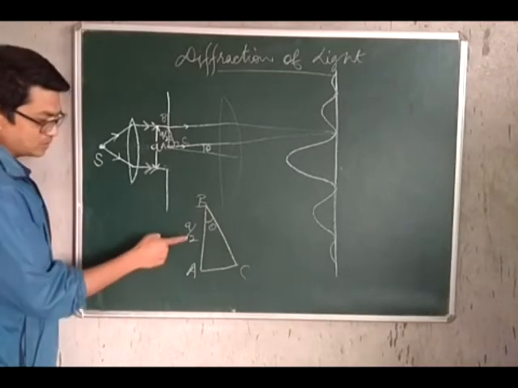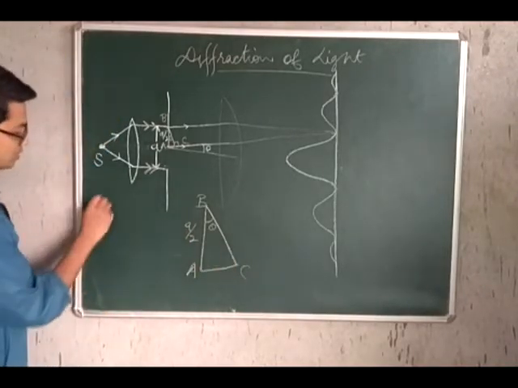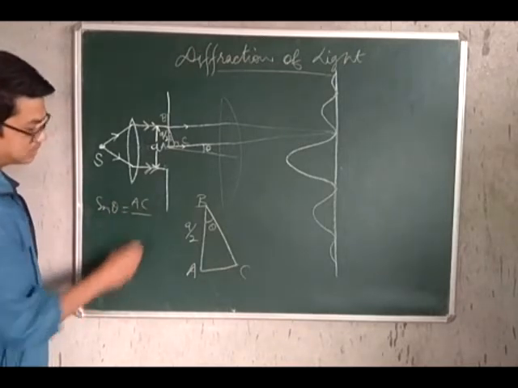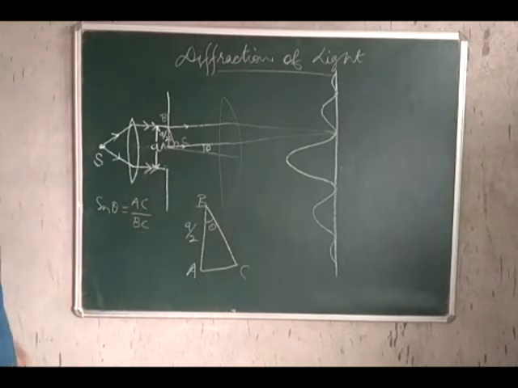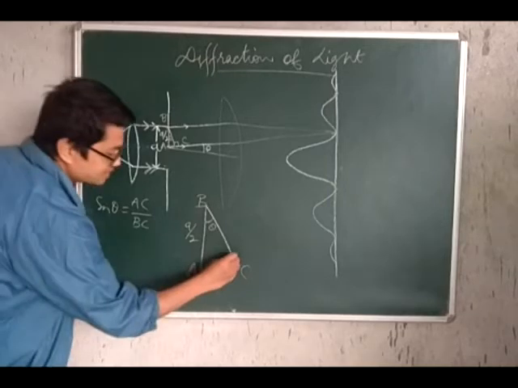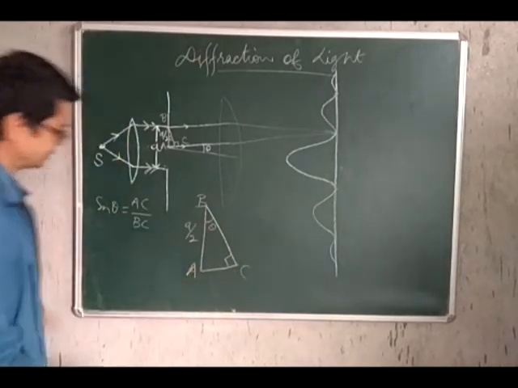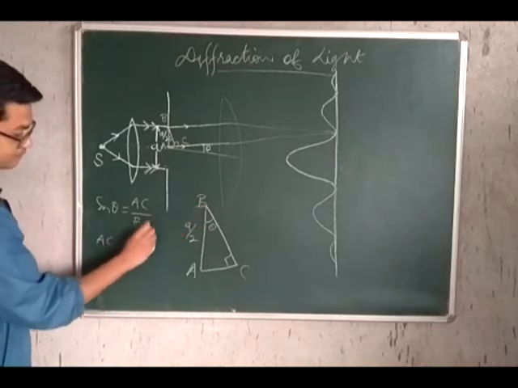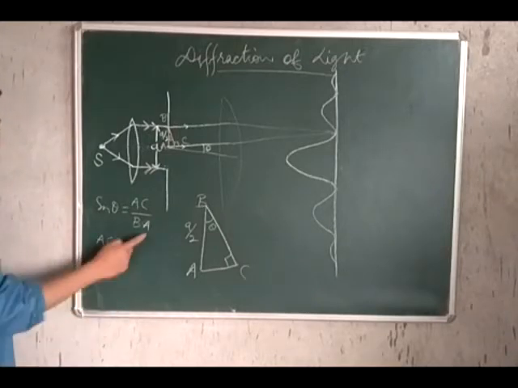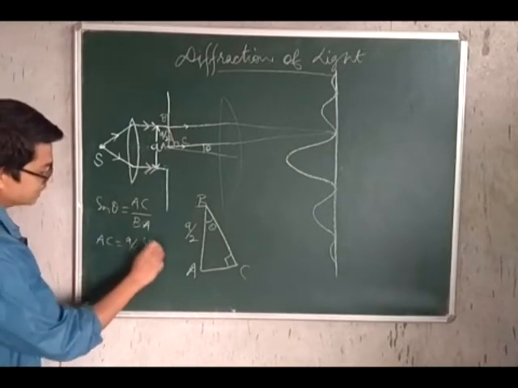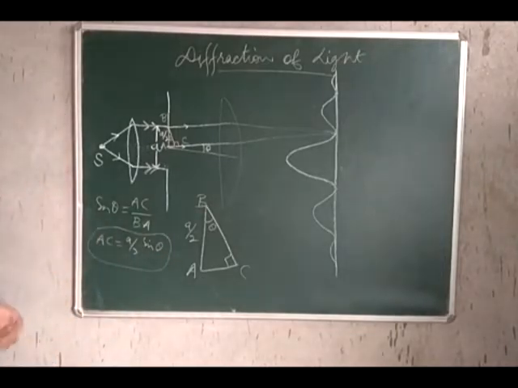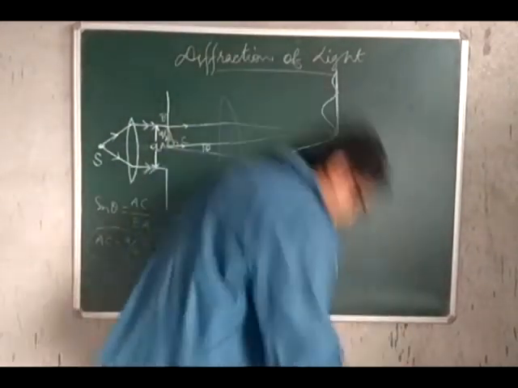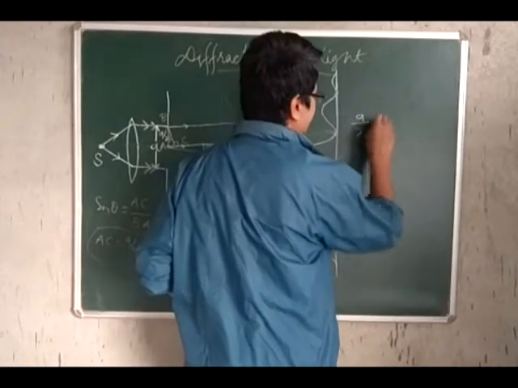So what is AC? We know sine theta is perpendicular by hypotenuse. Since this is the perpendicular here, this has to be the hypotenuse. BA is the hypotenuse. So AC is a by 2 sine theta. So the path difference between these two rays of light is a by 2 sine theta.